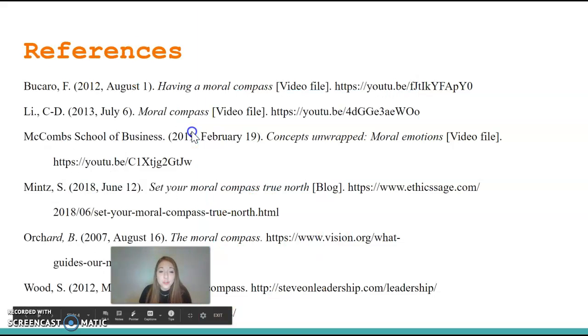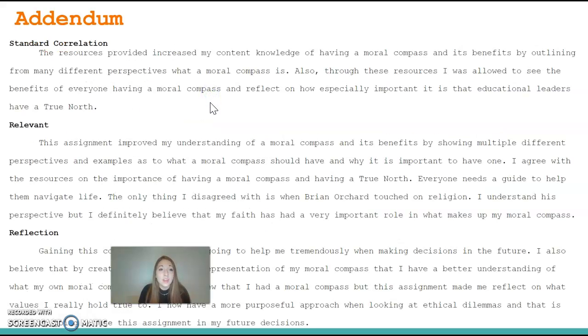Here's my reference page, and here is my addendum page. So my standard correlation was basically that these resources provided an increase in my knowledge of having a moral compass and its benefits by outlining many different perspectives of what a moral compass is. By giving me those different perspectives, it really helped me formulate exactly what they were talking about when they said moral compass, but also the benefits of it as well.